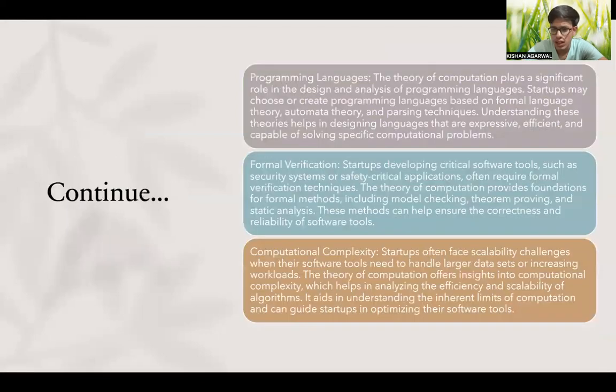Some more are there, like programming languages. The theory of computation plays a significant role in the design and analysis of programming languages. Startups may choose or create programming languages based on formal language theory, automata theory, and parsing techniques. Understanding these theories helps in designing languages that are expressive, efficient, and capable of solving specific computational problems.